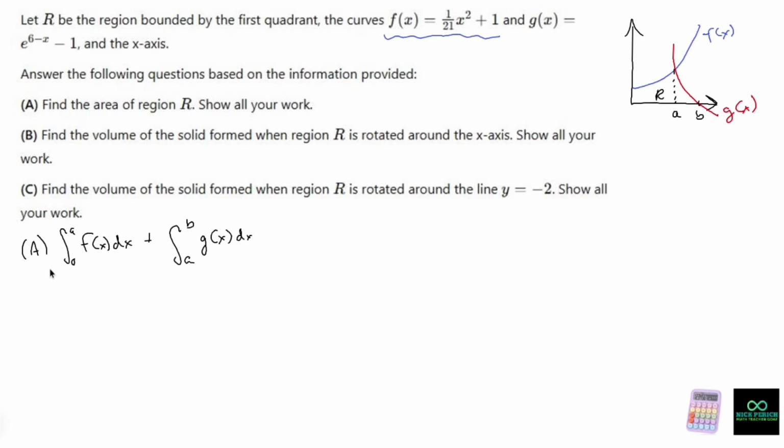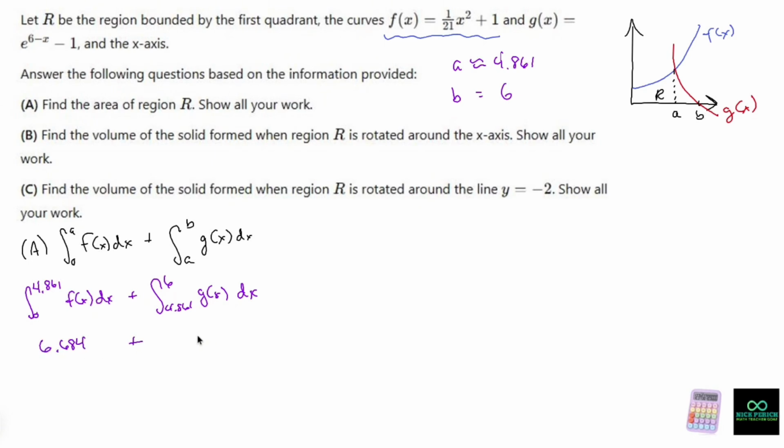All right, so we ended up with two pretty important numbers. That A ended up being 4.861. That B ended up being 6. So rewriting this out was 0 to 4.861 of f of x dx plus 4.861 to 6 of g of x dx. This one gave us 6.684 plus this one gave us 0.985. And dummy me, I forgot to show this part in the video.